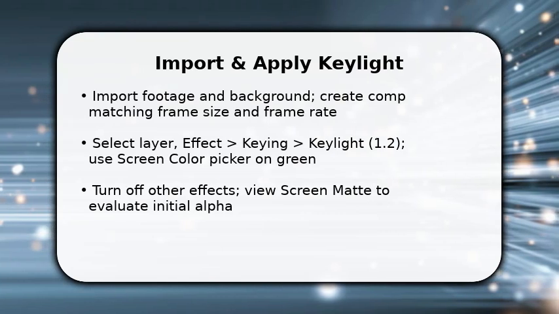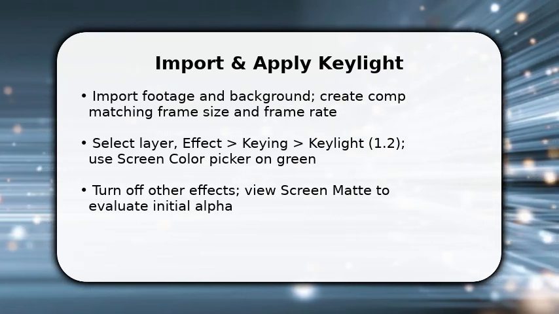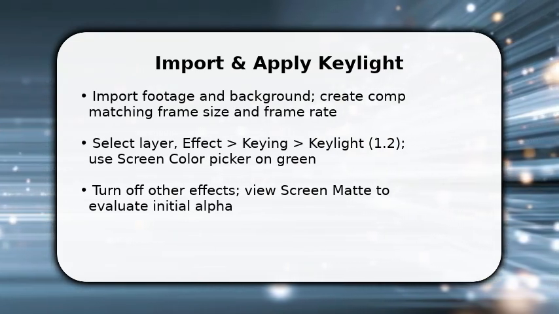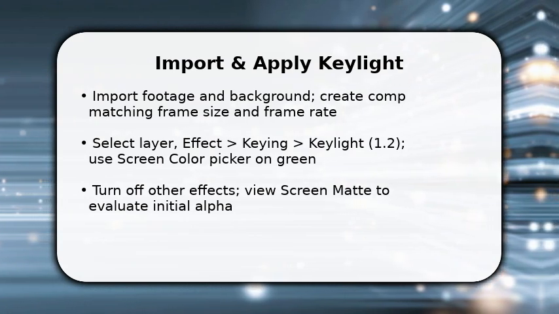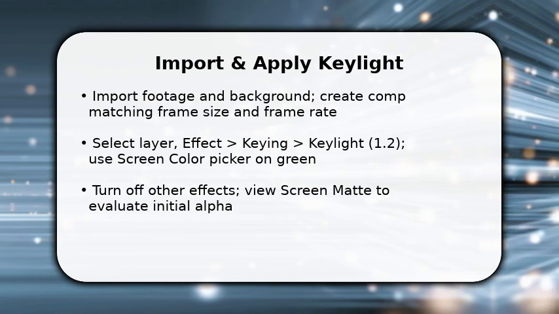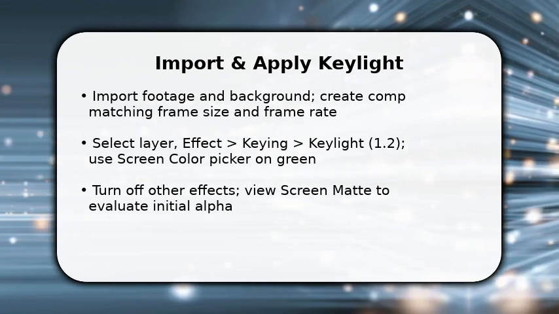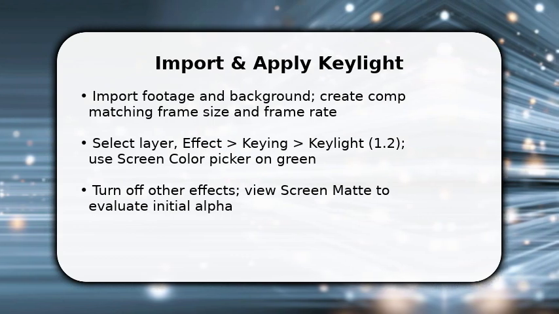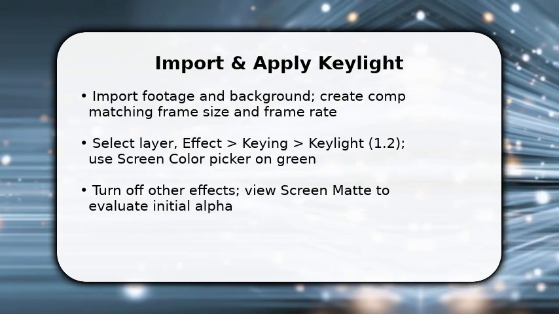You start by importing both your green screen clip and the background into After Effects, then create a composition that matches your footage settings. Once done, select the green screen layer and apply effect, keying, Keylight 1.2. Use the screen color picker to sample the green area. This removes most of the background quickly.